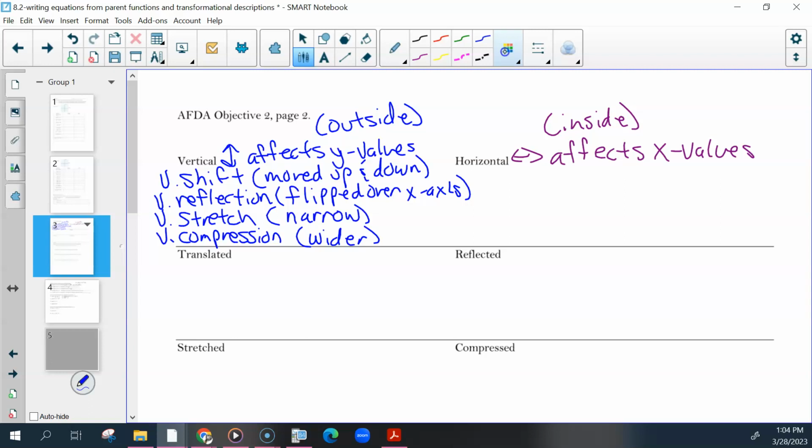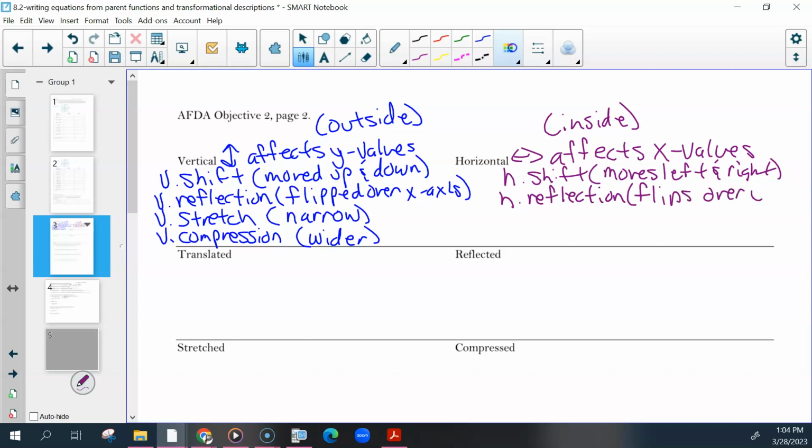Then we talked about some horizontal transformations, and they're kind of the opposite. So we had a horizontal shift that moved left and right. We talked about the horizontal reflection that reflects over the y-axis, and again, that's weird because it's y-axis, so you're thinking y values, but it's reflecting over it so that x values are changing. So it flips over the y-axis.